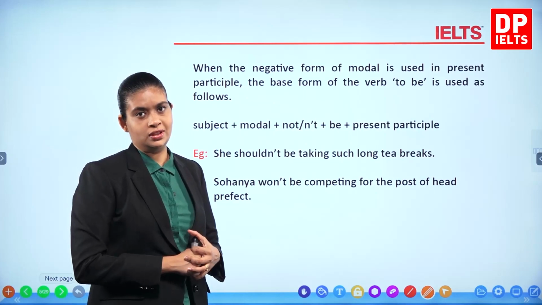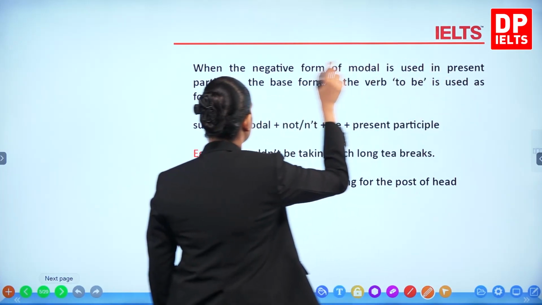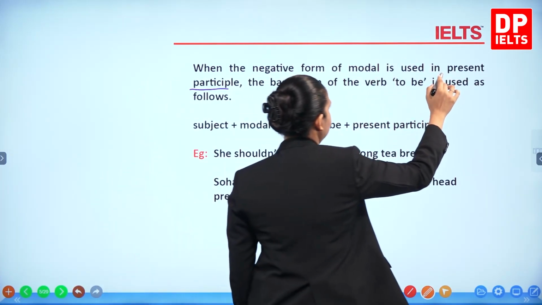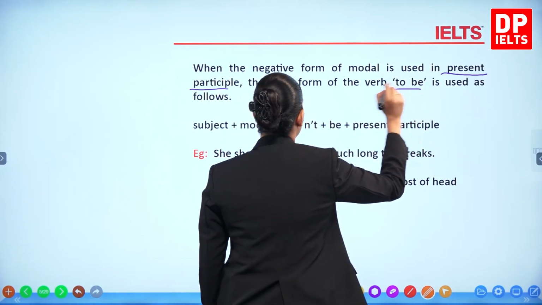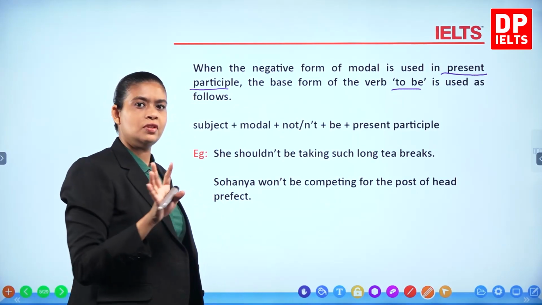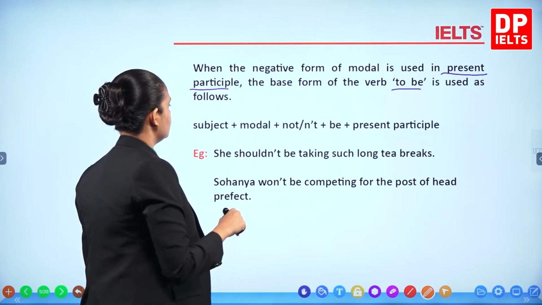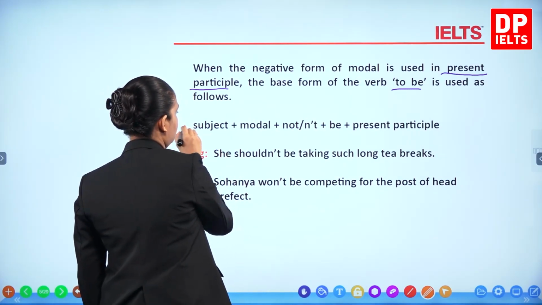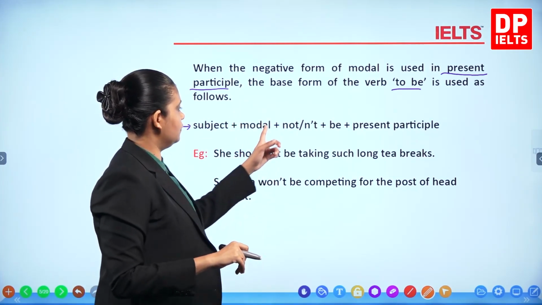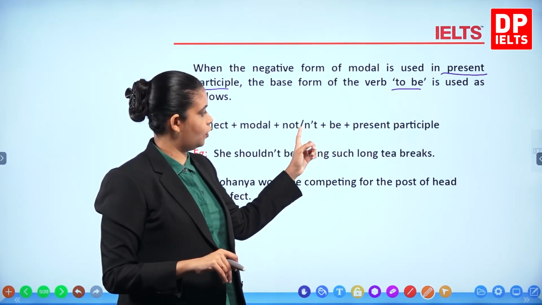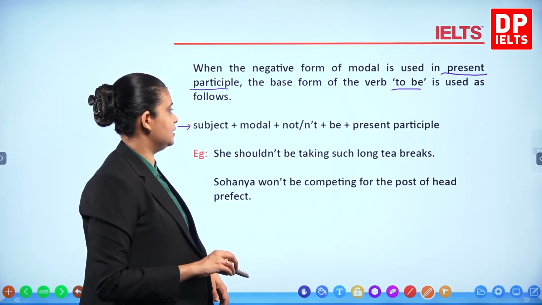Let's have a look at it more in detail. When the negative form of a modal is used with the present participle, the base form of the verb to be is used as follows. So let's have a look at what I'm talking about, okay? The structure of it is that you have the subject, you have the modal, okay? If it is not or the contracted form, be plus the present participle. Let's have a look at it, right?